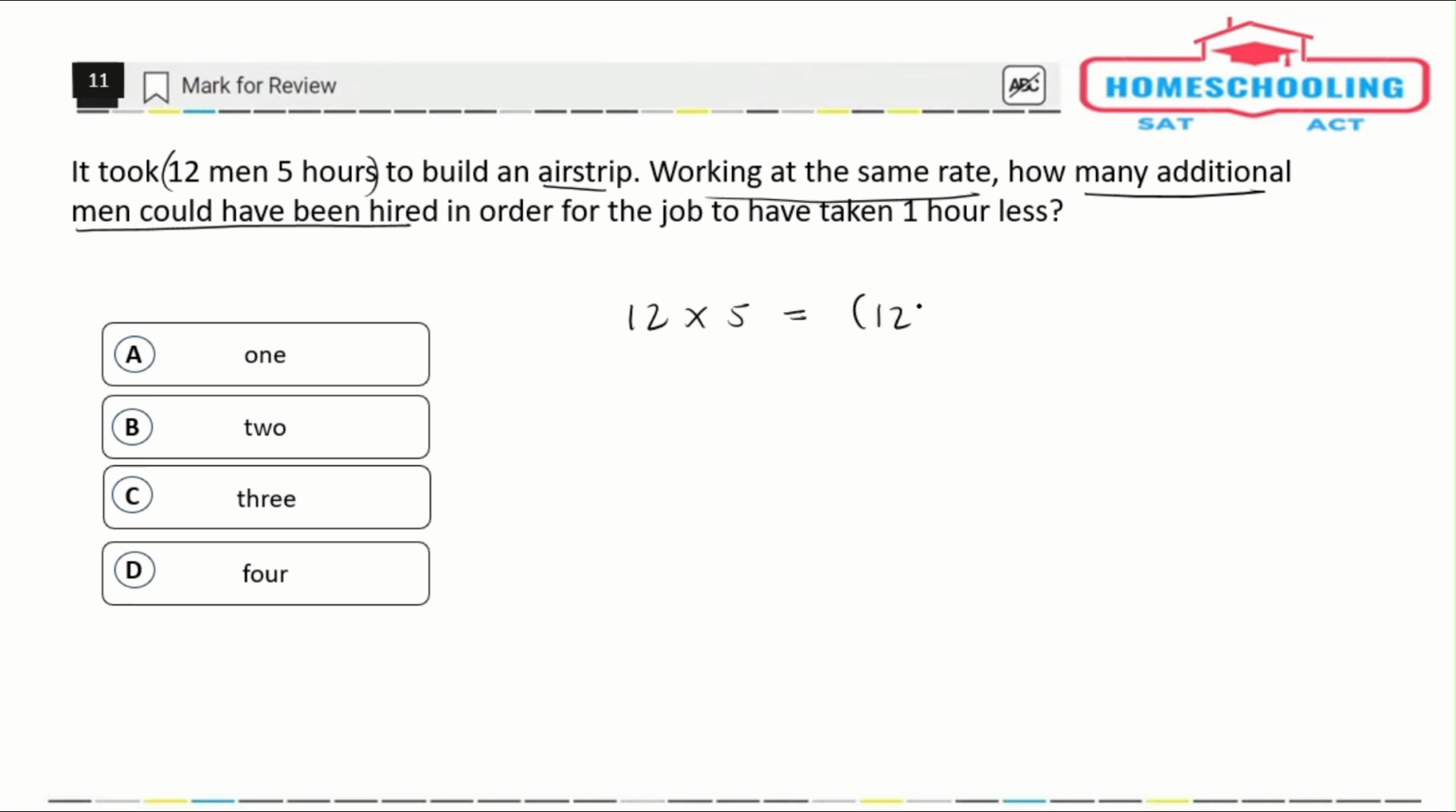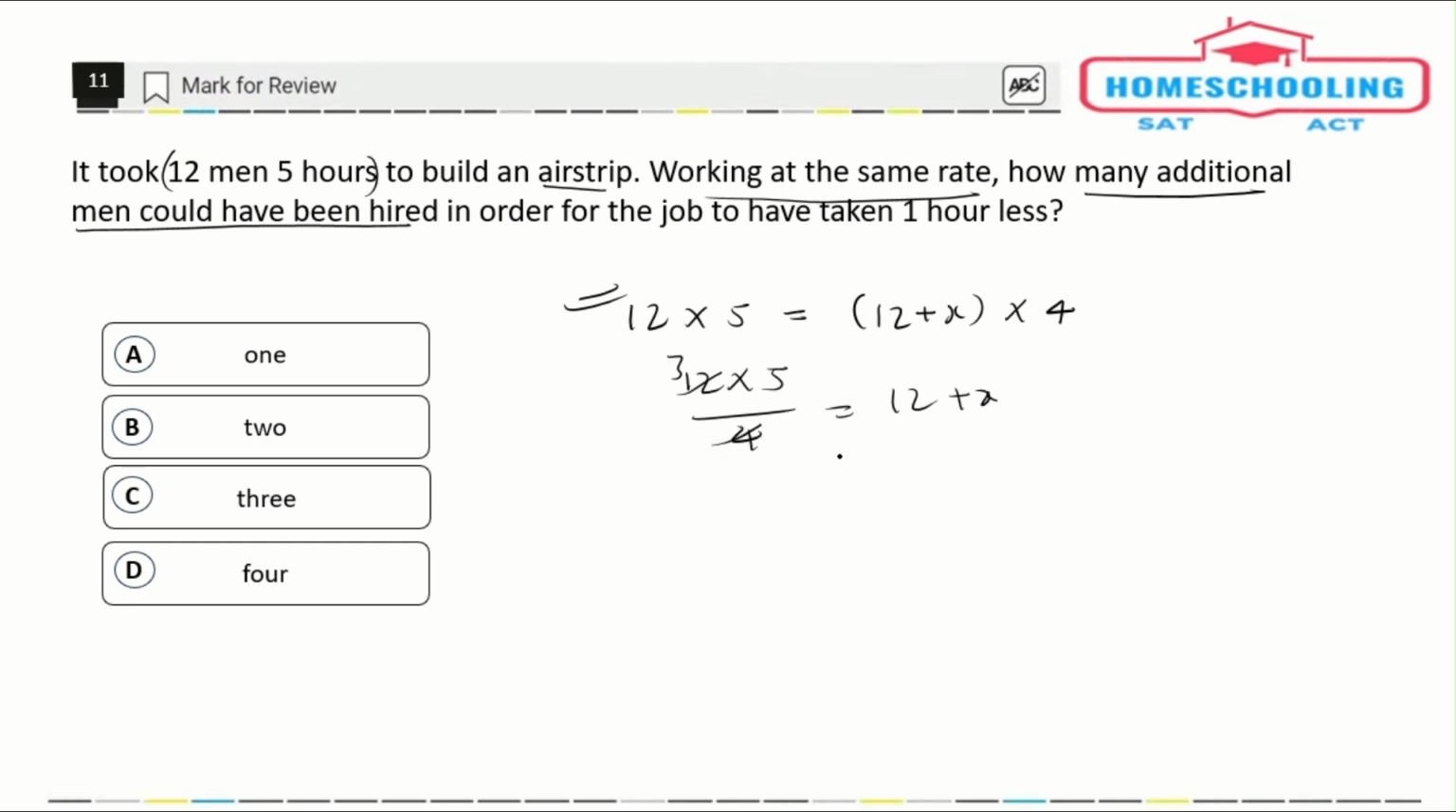Let's say 12 was there. How many additional men, we don't know, so let's take it as X. So if we add 12 plus X men, then the job should take 1 hour less. So if we hire X men extra, it should be completed in 1 hour less. Previously it was 5 hours, so 1 hour less would be 4 hours. So this will be your equation here. 12 into 5 divided by 4 is equal to 12 plus X.